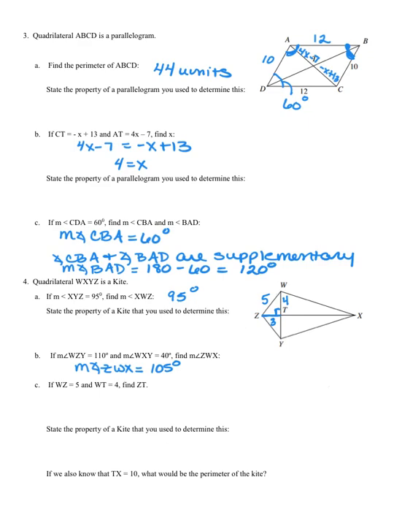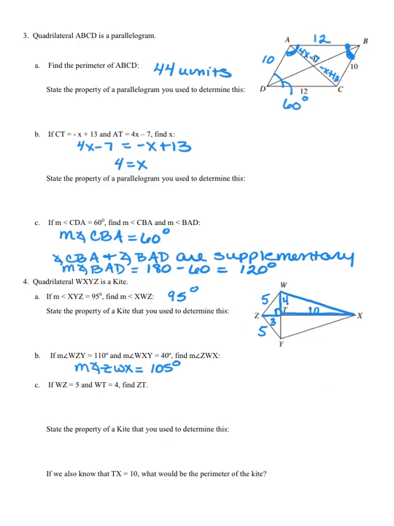And if we also know that segment TX is 10, what would the perimeter of the kite be? Well, in order to find the perimeter of the kite, we would need to know what the length of side WX is. See, in a kite, consecutive sides are congruent to each other. So if WZ is 5, then segment ZY is also 5. If we know the length of segment WX, we'll also know the length of segment YX. And of course, right here, we have a right triangle. So again, we're applying the Pythagorean theorem.